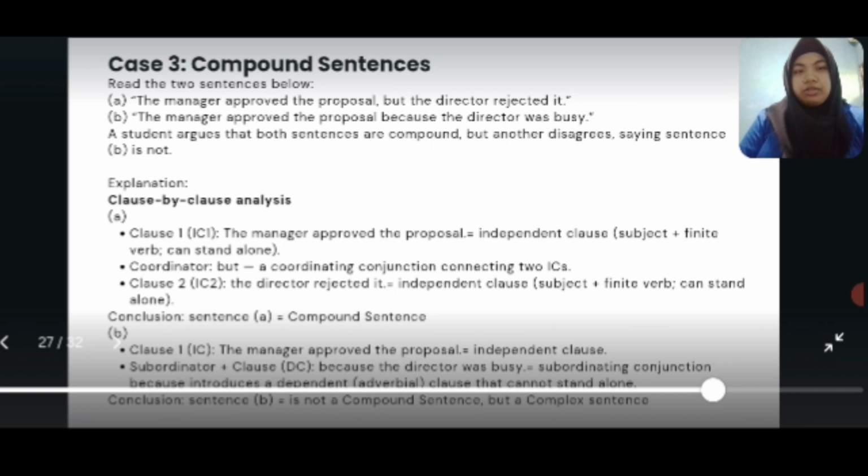And then we move on to sentence B. Clause 1, the manager approved the proposal, which means it's an independent clause. Subordinator plus clause, dependent clause: because the director was busy. The subordinating conjunction "because" introduces a dependent adverbial clause that cannot stand alone. Conclusion, sentence B is not a compound sentence but a complex sentence.